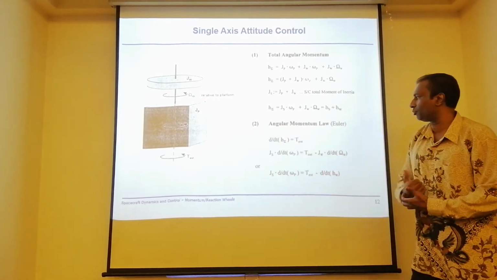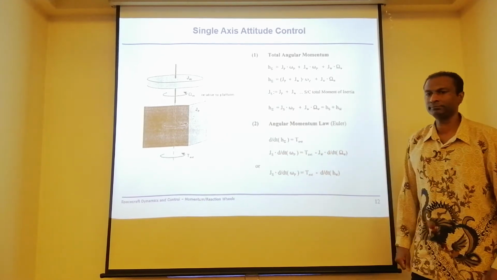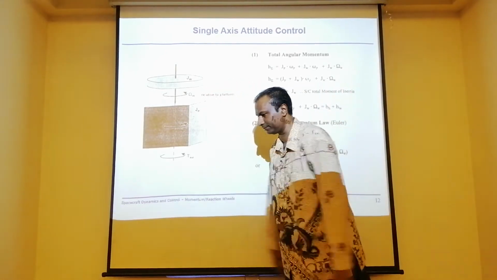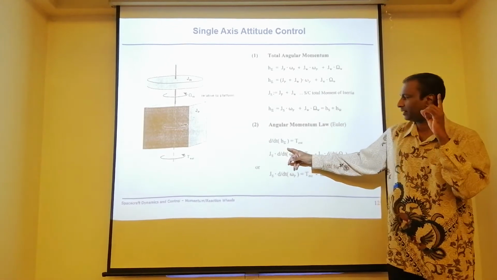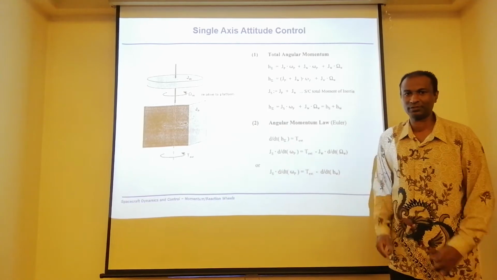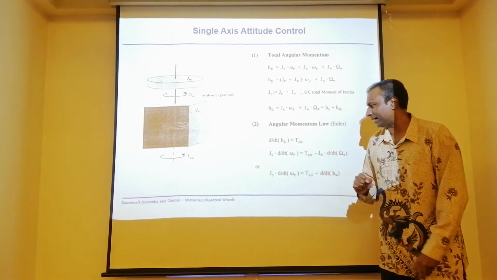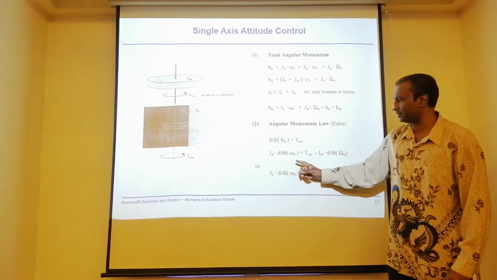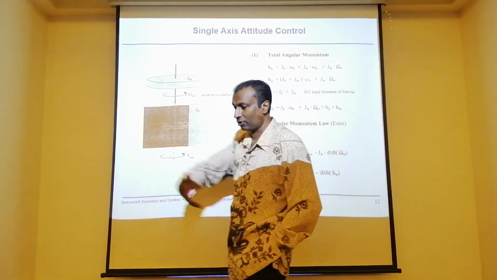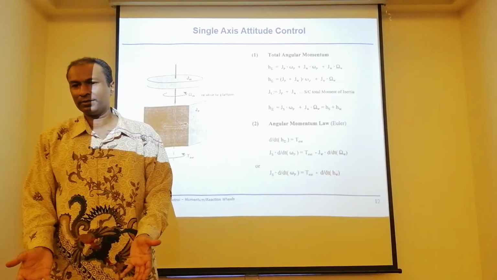Now, the angular momentum law says this: the derivative of the total angular momentum of the whole system, the change of that, the external disturbance can change this. That's what it's telling. Euler's fundamental law tells you that. So if that is the case, I can't change my inertia, I can't change the inertia of the wheel. When I launch a satellite, my volume is fixed. My inertia is fixed. How can I change this?